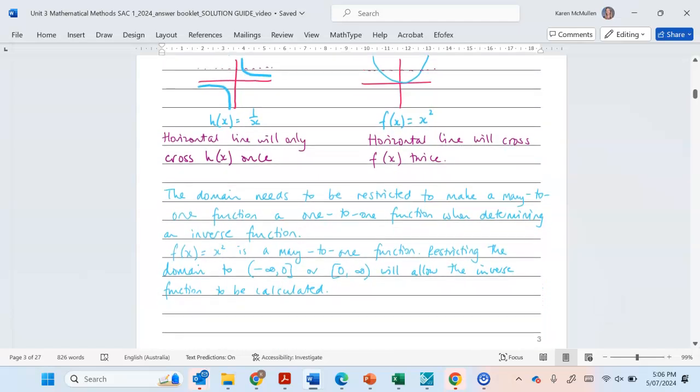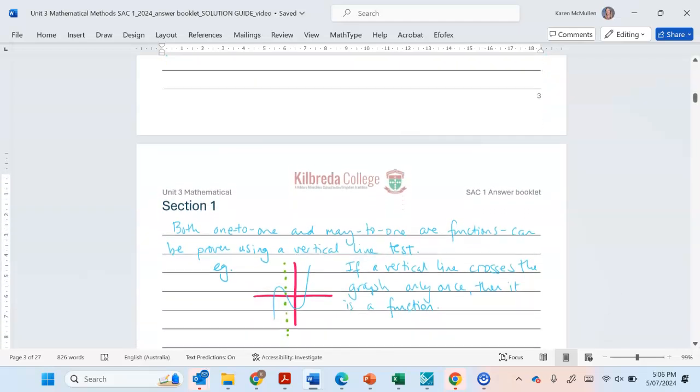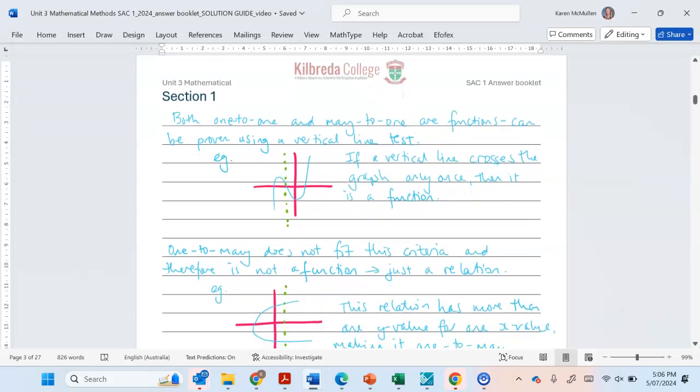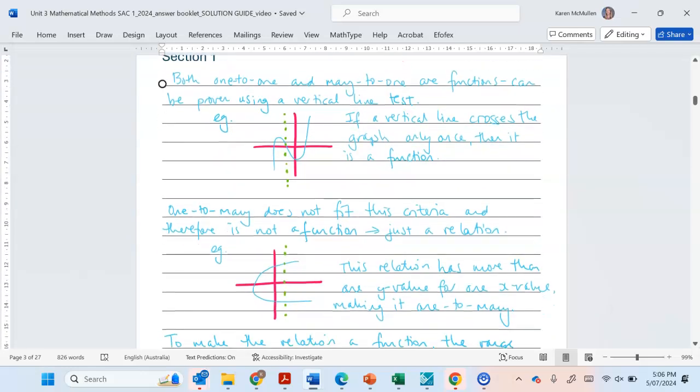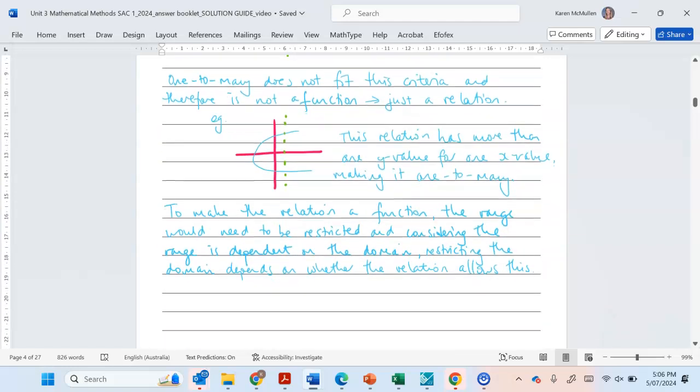And restricting the domain of a many to one function to make it one to one, and when you would do it, that was done really well. But you can see there I've just gone on and done the definition for one to many as well as many to one. All right, so one to many, so one x value to many y values, so it is not a function, it is a relation.